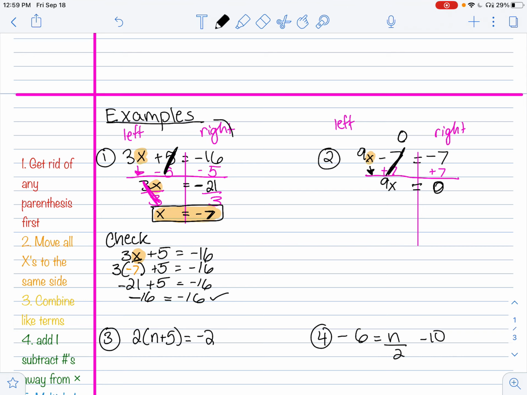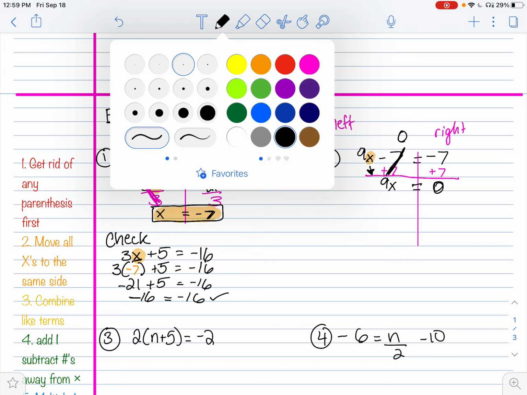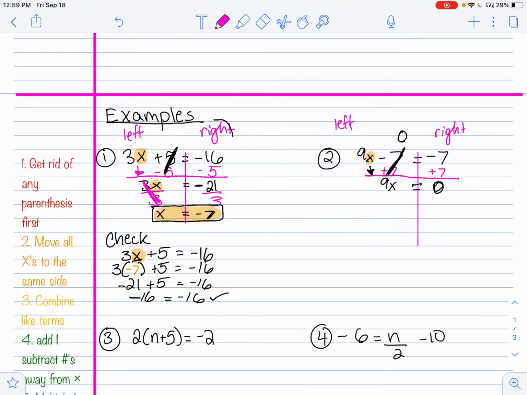Now the last step here that we have to do is get rid of that 9, which is being multiplied out in front. So to get rid of multiplication, we divide. So my 9's cancel out, leaving me with just an x. And then 0 divided by 9 is just 0. 0 divided by anything is 0. We can divide 0 by a number, that is okay, but we cannot divide anything by 0, or else you get knocked out. So let's go ahead and check our work here by plugging 0 in for x.